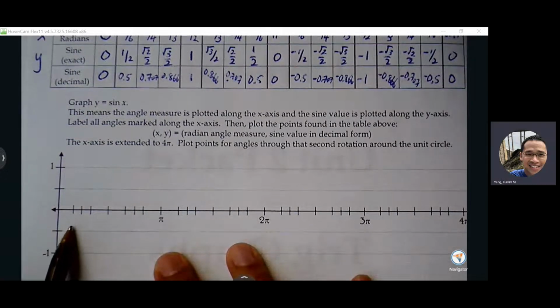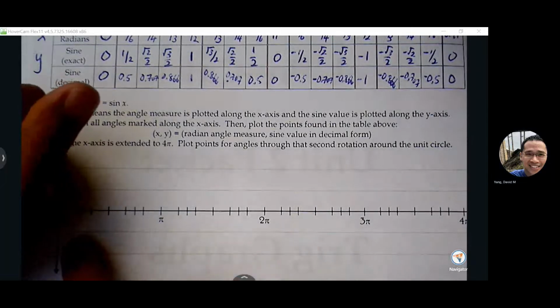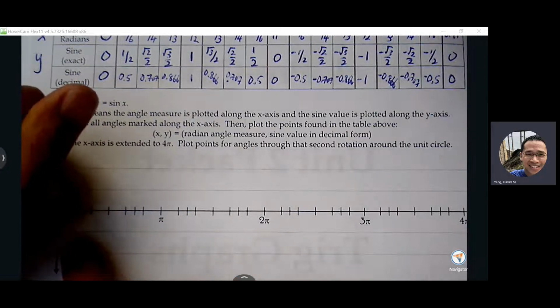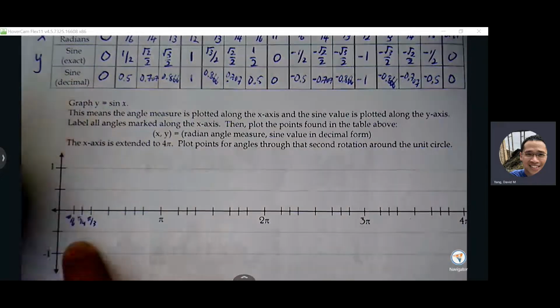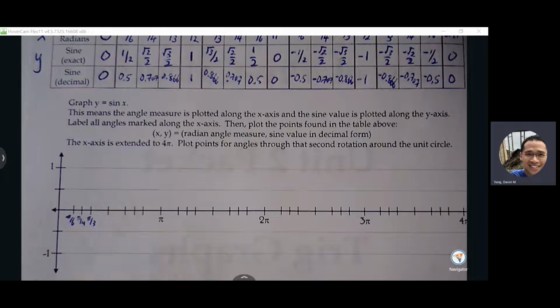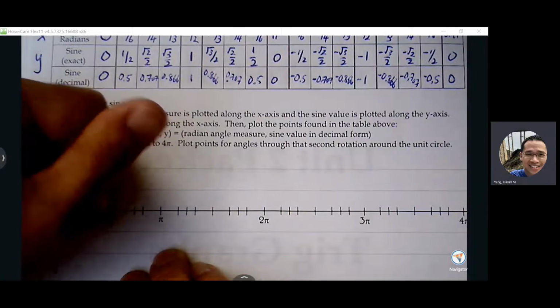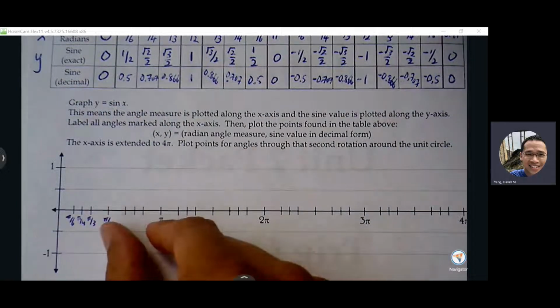So all the x values are going to be radians. Here we're starting at 0, then it's pi over 6, pi over 4, pi over 3. So the three special angles are kind of clumped together, and then the pi over 4 is in the middle. Pi over 2. So it's kind of like first quadrant, second quadrant, third quadrant, fourth quadrant.